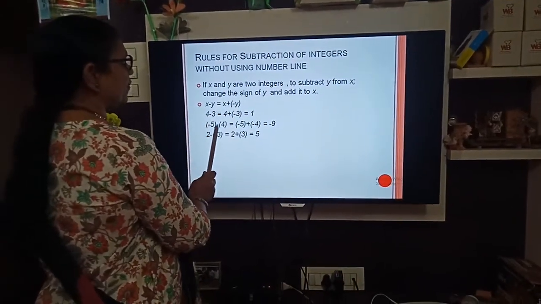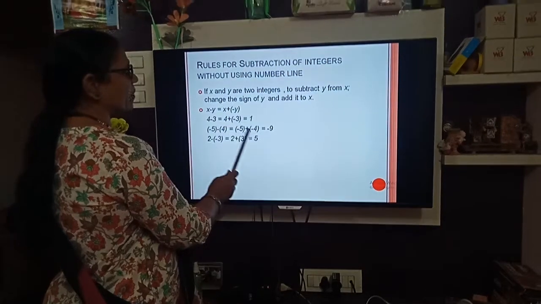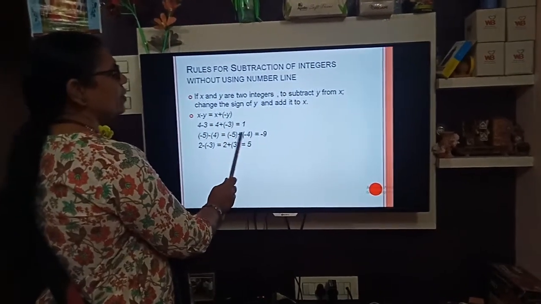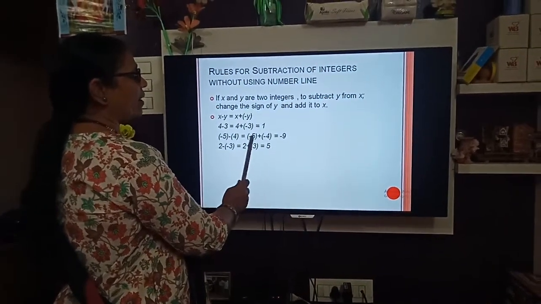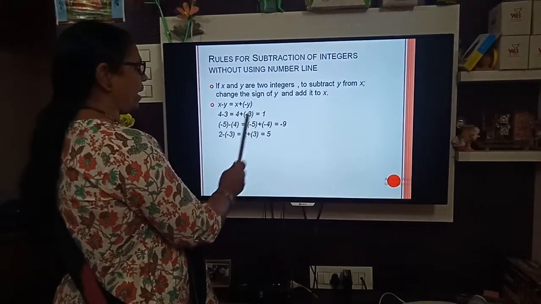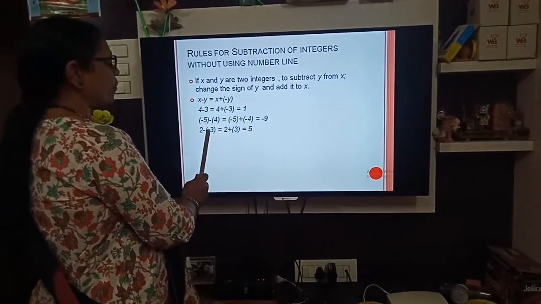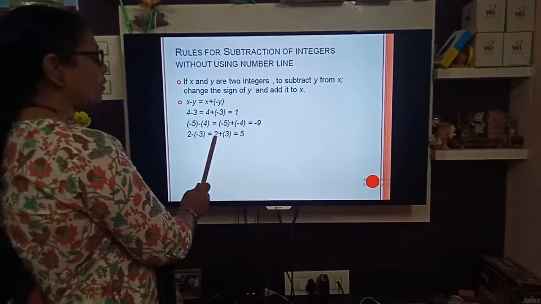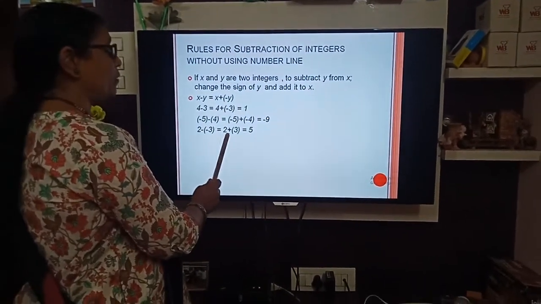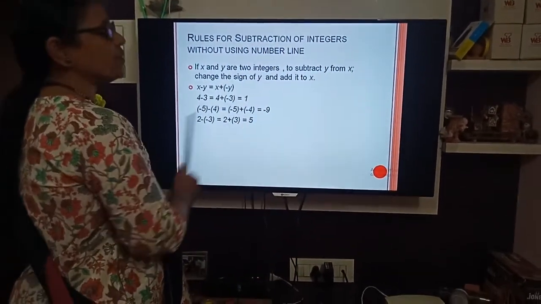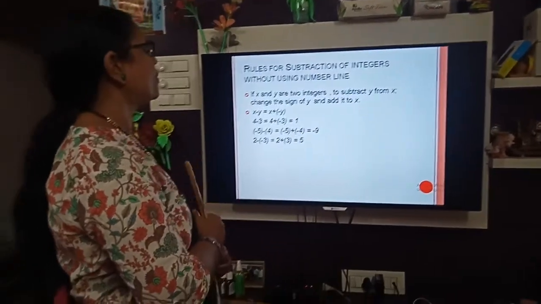Then minus 5. Here minus of plus becomes minus. Then both are negative. Then we have to add the values and follow the sign minus. So 2 minus of minus 3 becomes plus. Then 2 plus 3 becomes 5. In this way also you can understand how to subtract.